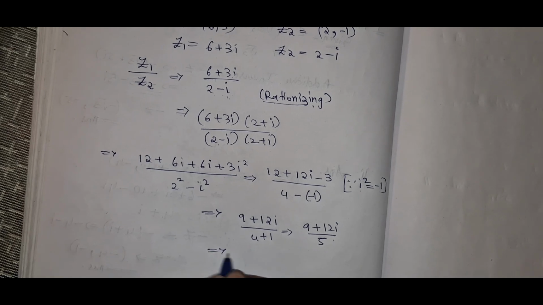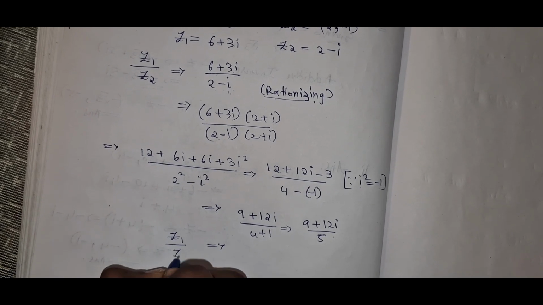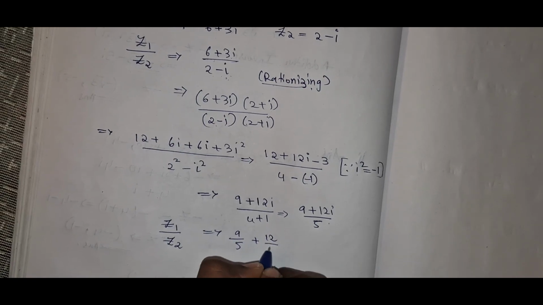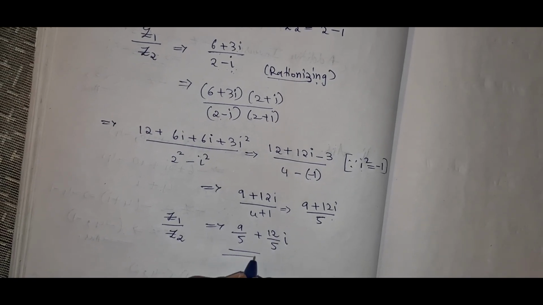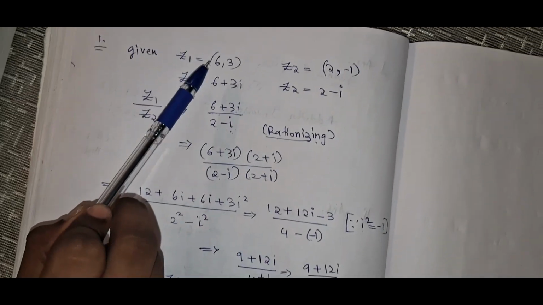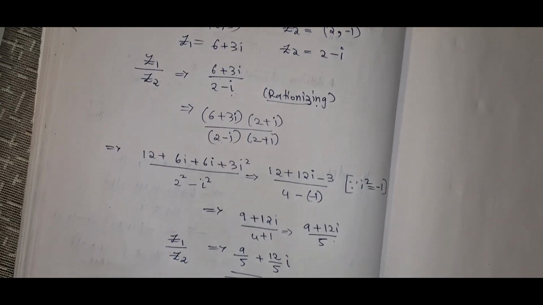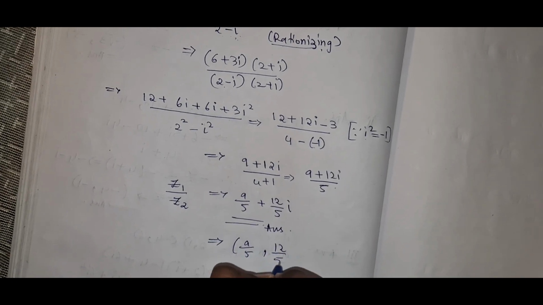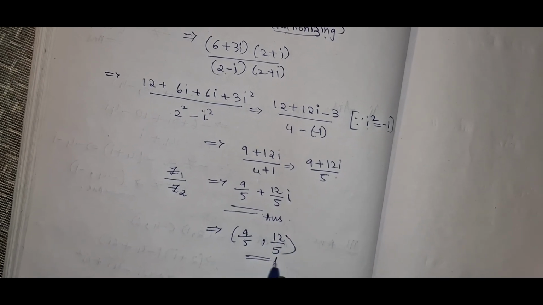Now writing it separately, z1 by z2 is equal to 9 by 5 plus 12 by 5 i. This is the answer. As the question is given in the form of points, we will write it in the form of points, that is (9/5, 12/5). This is the final answer.